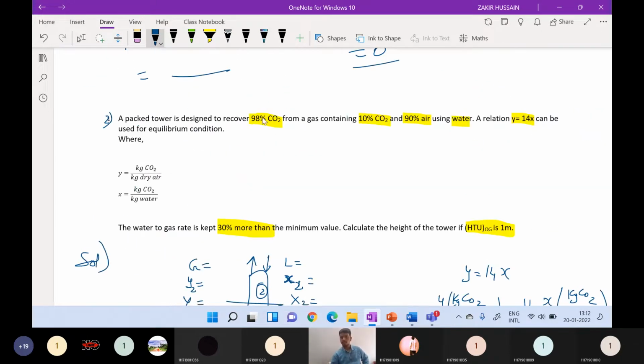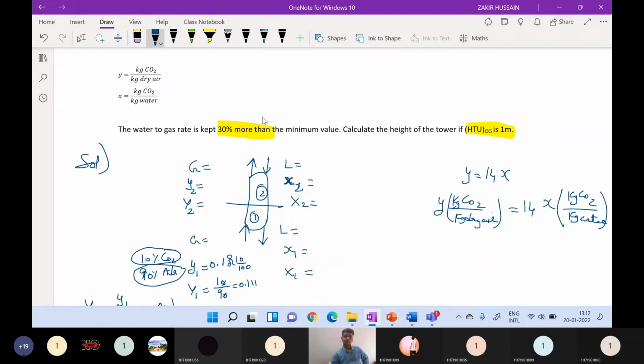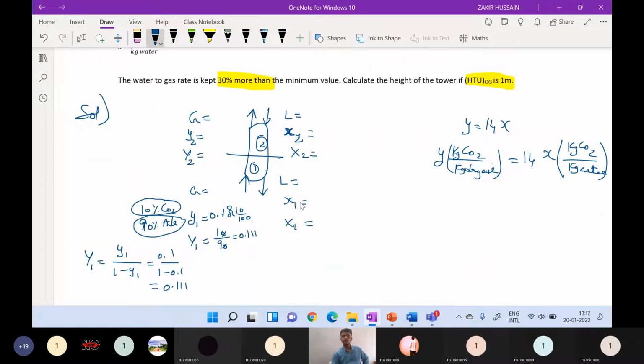98 percentage CO2 has to be recovered, which means that 98 percentage has to come into the liquid outlet. So this is the liquid outlet. 98 percentage of this 10 percentage has to be separated out, which means 2 percentage has to leave. So 100 minus 98 is equal to 2 percentage, and that 2 percentage of the 10 percentage CO2 has to be collected in the gas outlet.